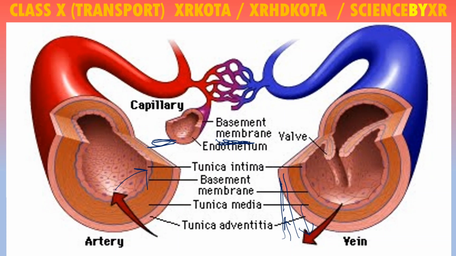So now you can see here, the wall thickness of the arteries is more, veins are thinner. Moreover, you can see the elasticity: arteries have greater, veins have less. Wall thickness of the capillaries also you can see here. All these things are shown in this diagram.